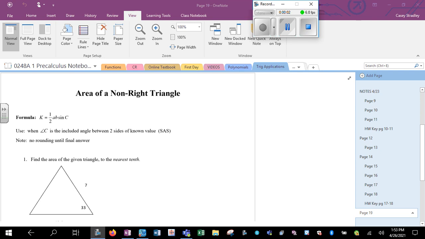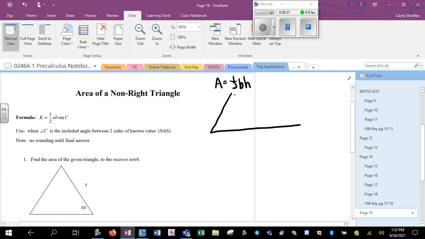In this video, we're going to talk about the area of a non-right triangle. What you saw on the worksheet from Wednesday is how you could find the area of a non-right triangle using your geometry formula, area equals 1/2 base times height. What I want to do is show you how we can transform that to make our life a little bit easier for non-right triangles. So here's triangle ABC.